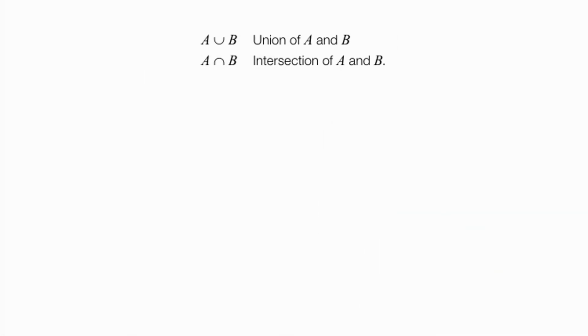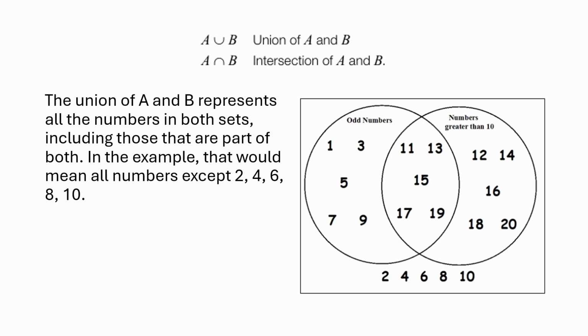Now we come to the most important notations you will know. You will be asked on these the most frequently: the union and intersection. The union is denoted with this U shape and the intersection with an upside down shape. The union represents all numbers in both sets, including those that are part of both, so the ones in the middle of the Venn diagram.